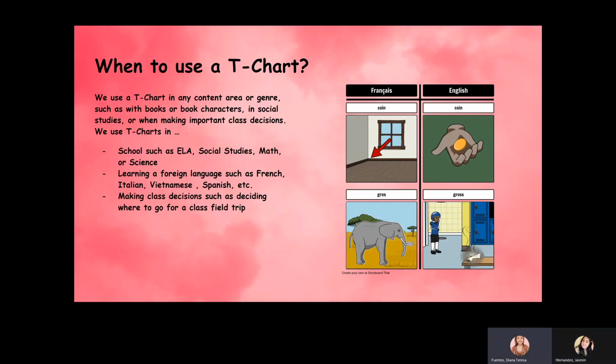As you can see here, for an example, students are learning a foreign language such as French. So the example will help you see how to translate the French language item into English.